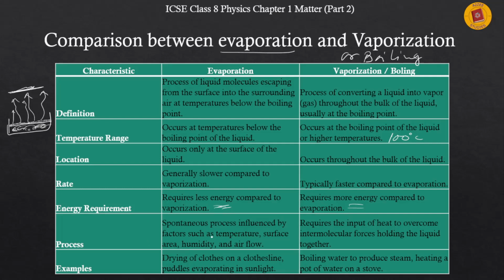Process: evaporation is a spontaneous process influenced by factors such as temperature. We will study it in the next slide, the factors which affect evaporation, but these factors do not affect vaporization or boiling. Examples can be drying of clothes, drying of puddles, boiling of water to produce steam, heating up a pot of water on a stove.